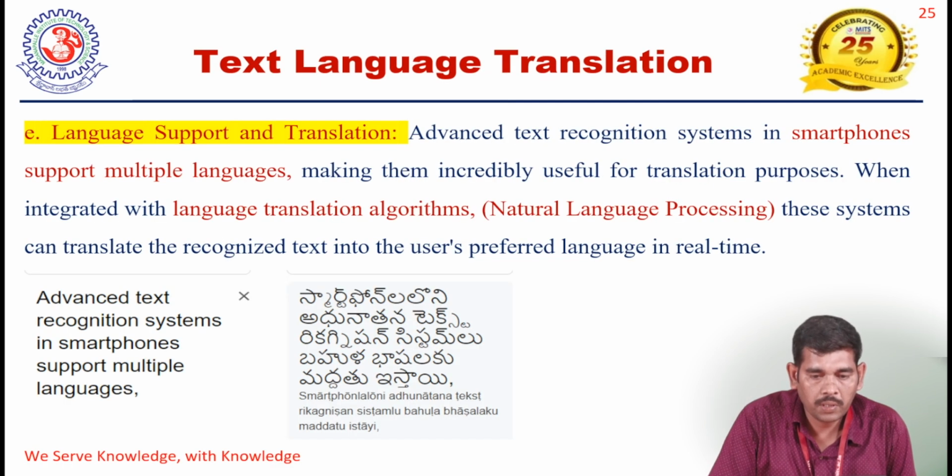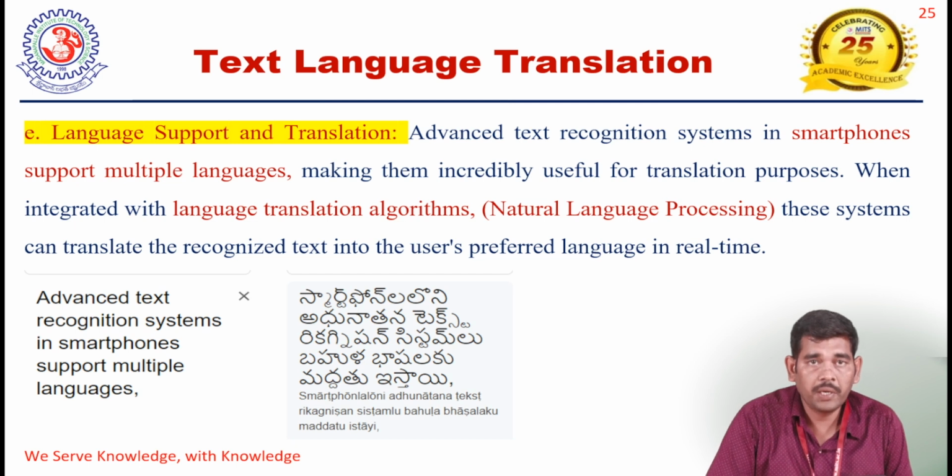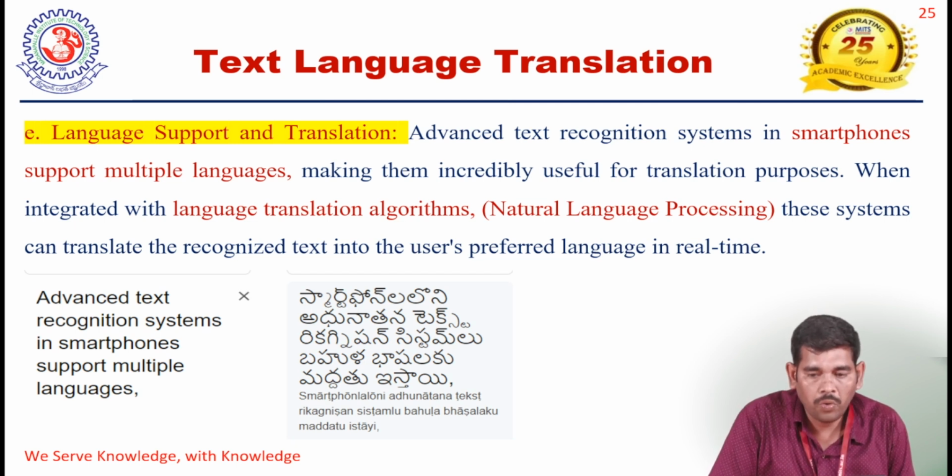The next one is language support and translation. These are the advanced text recognition systems in smartphones. For example, one side is English and the other side is translated into Telugu. So this is one of the main parts of text language translation.